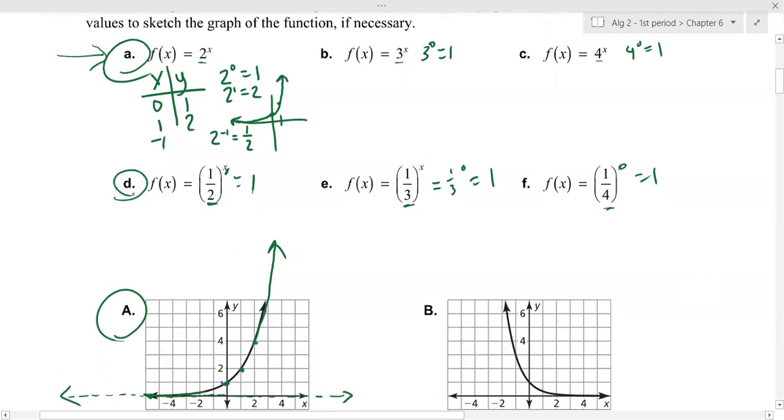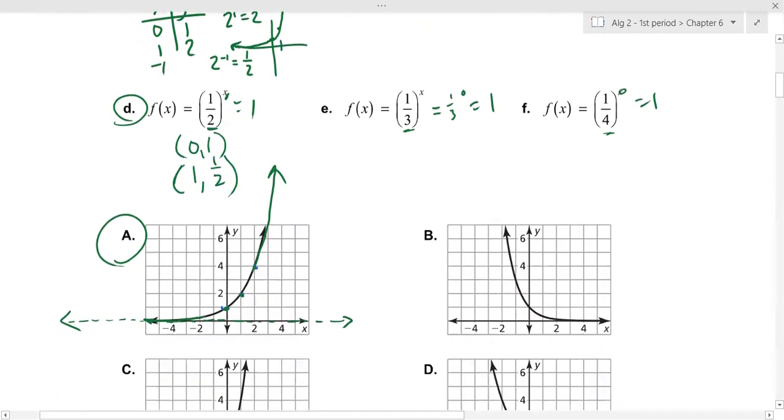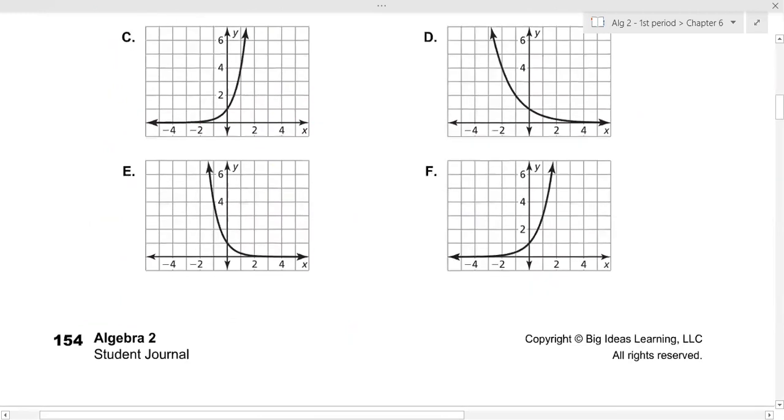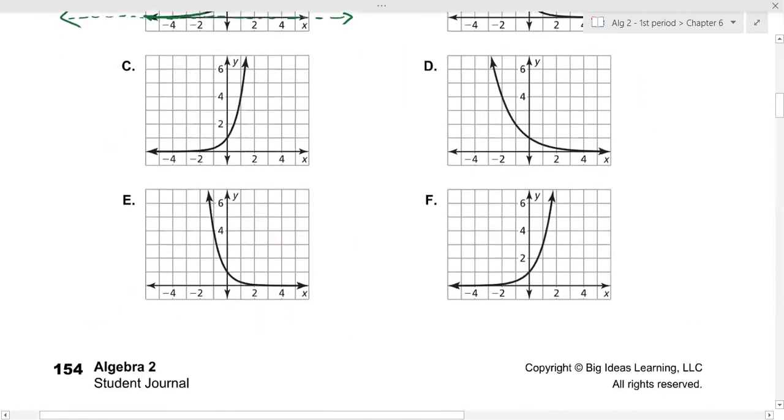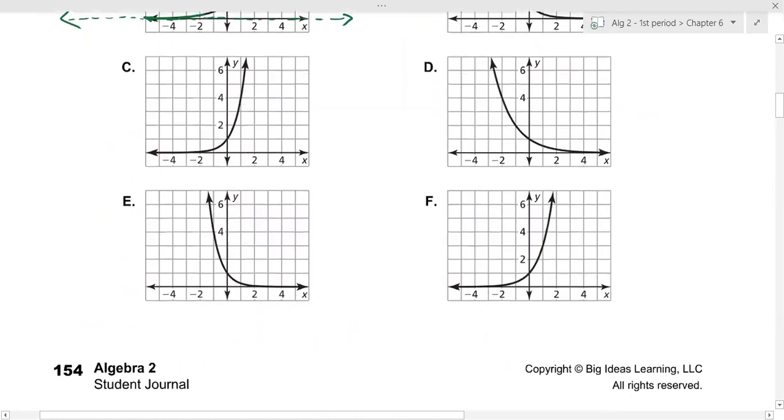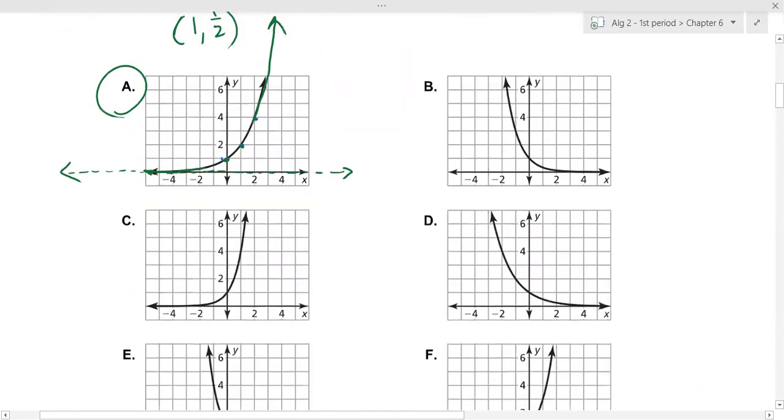So let's talk about D real quick. In this case, you would have obviously the point (0, 1). It's going to go through that, but then if I plug 1 into that function, I'm going to get out 1/2. So now I'm looking for something at (1, 1/2). So let's see. At (1, 1/2), I would say that is this one, D. I'd say that's about at (1, 1/2) and (0, 1). And then notice what's happening here. Now the graph is decaying, which should make sense.